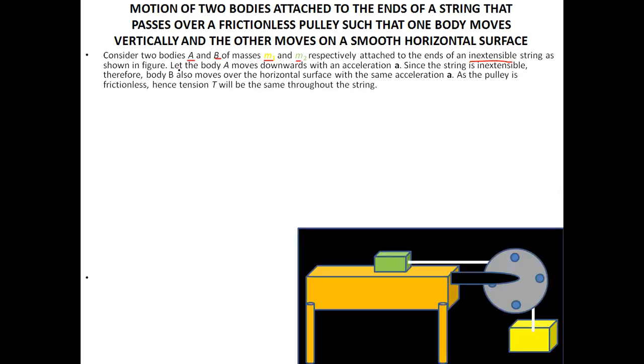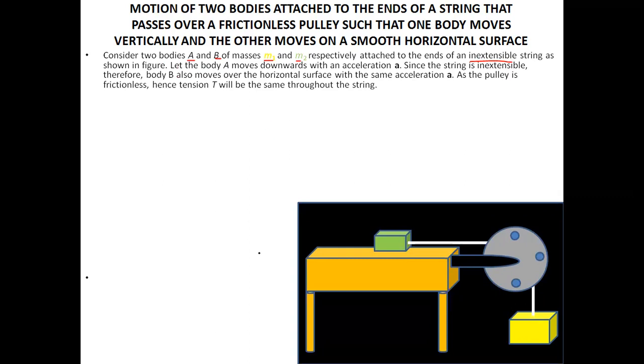Let us show the figure first. This is the situation that one mass is attached and hanging under the action of gravity, while the other one is on a smooth surface on a table which is smooth, and they both are attached via a pulley with the help of an inextensible string.